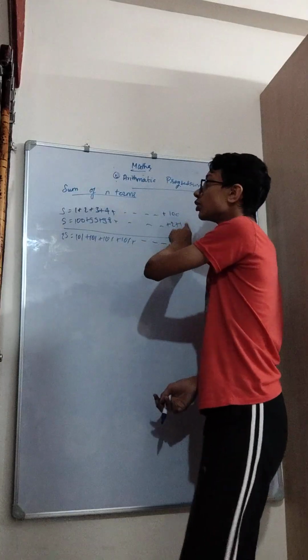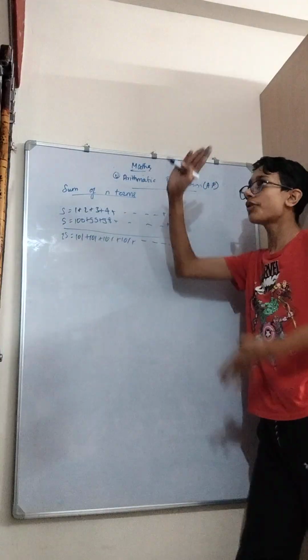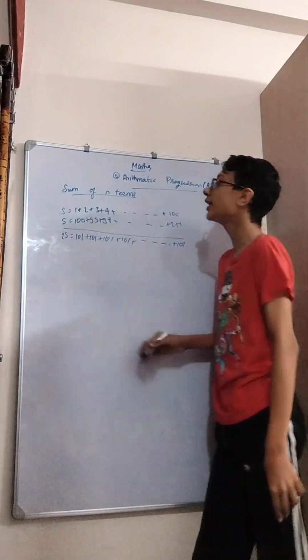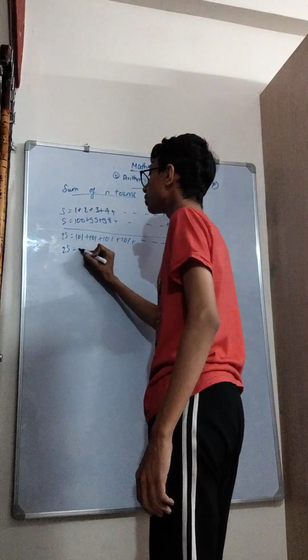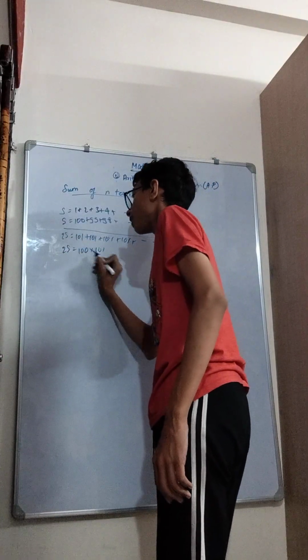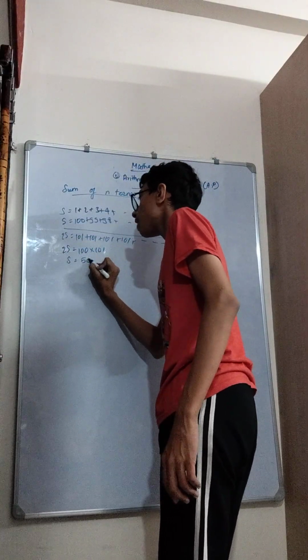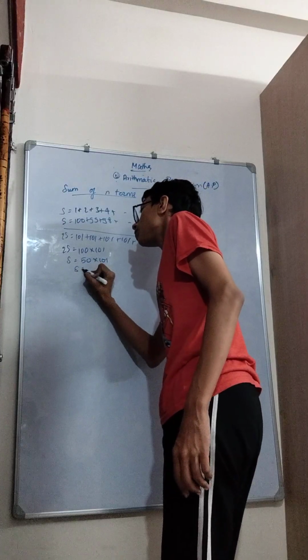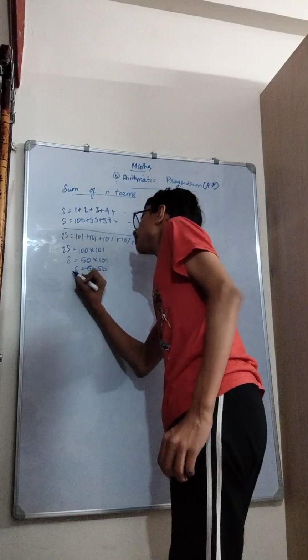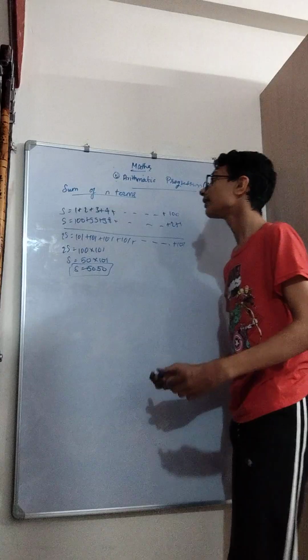So there are 100 terms here. If you add 100 terms to 100 terms, you still get 100 terms only. So 2S is equal to 100 into 101. Then S is equal to 50 into 101, which is S is equal to 5050. This is how Gauss did it.